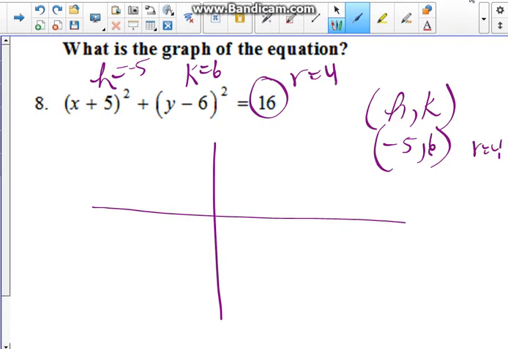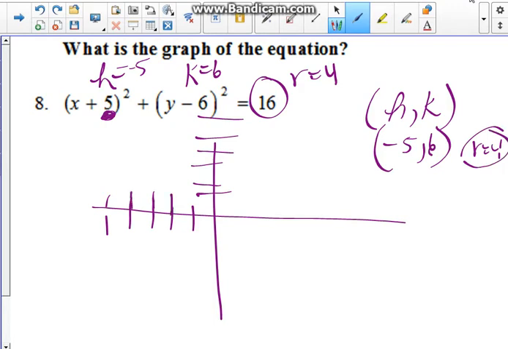So we're going to find the center of the circle at negative 5 and 6. So back 5, up 6. And it's going to be up here, negative 5, 6. And then it's going to have a radius of 4. So we're going to go out 1, 2, 3, 4. So about right there. So it would be something like that in this axis. Okay.